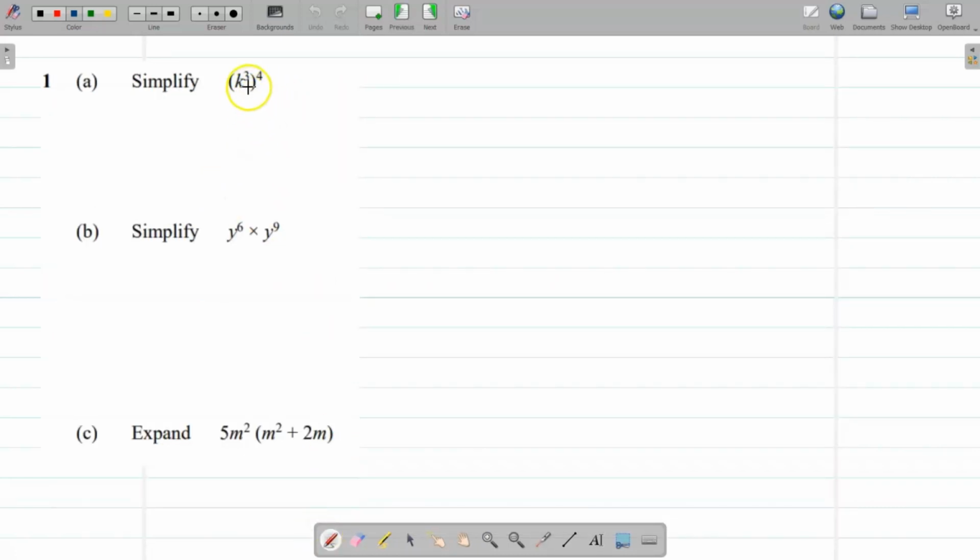Okay, for the first part of this, we just multiply the indices, so that gives us k to the power of 12. Second one, we add the indices because we're multiplying, so we get y to the power of 15. And in this one, we've just got to simplify carefully, multiply out the brackets, and we get 5m to the power 4 plus 10m cubed. And that's it.